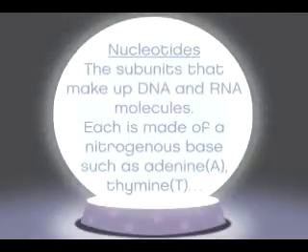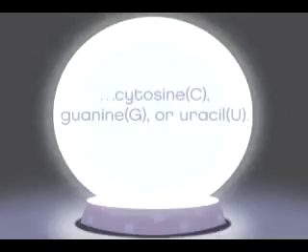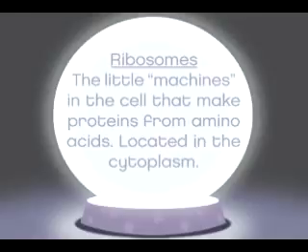Nucleotides are the subunits that make up DNA and RNA molecules. Each nucleotide is made up of a nitrogenous base, such as adenine, thymine, cytosine, guanine, or uracil. Ribosomes are the little machines in the cell that make proteins from amino acids. They are located in the cytoplasm.